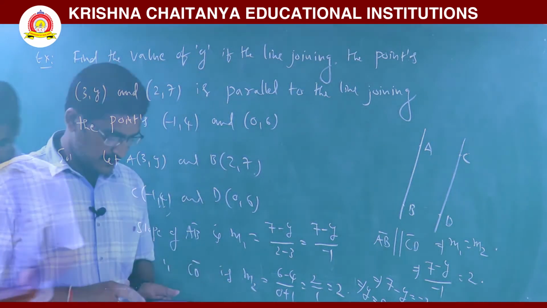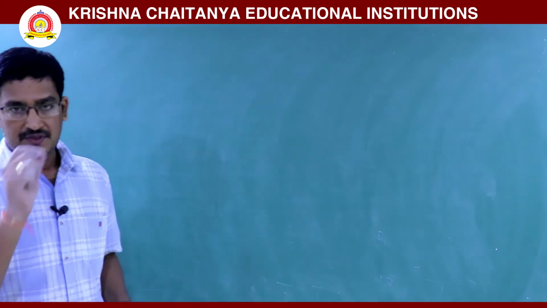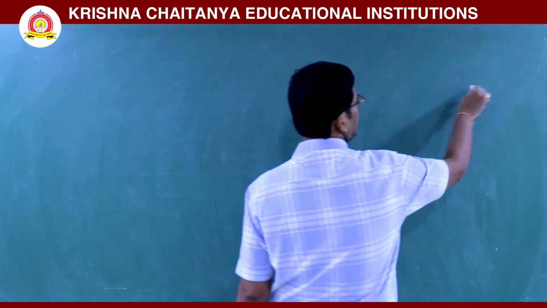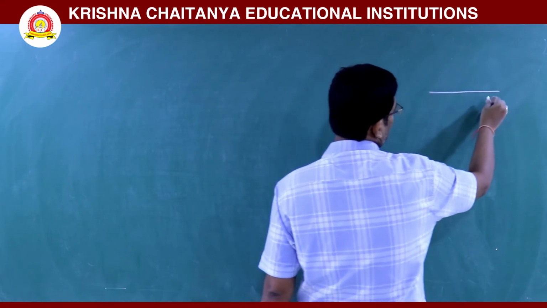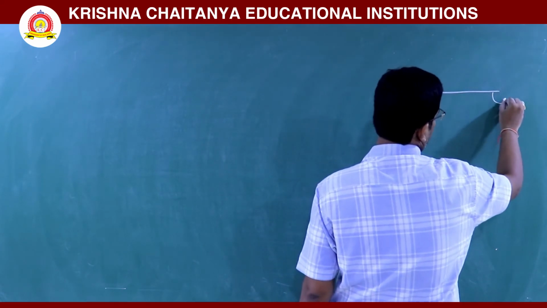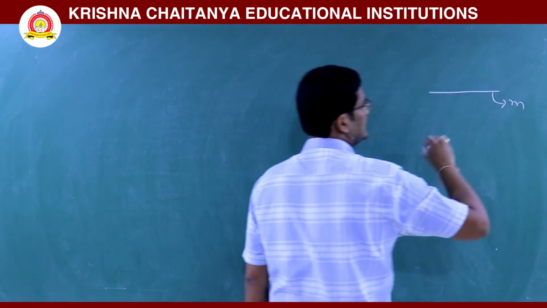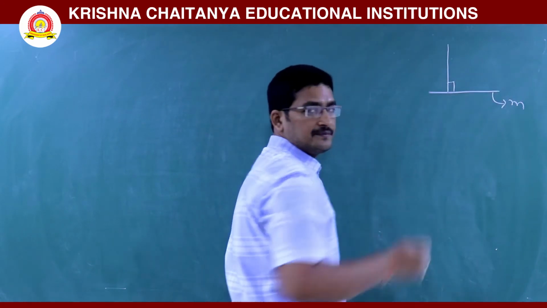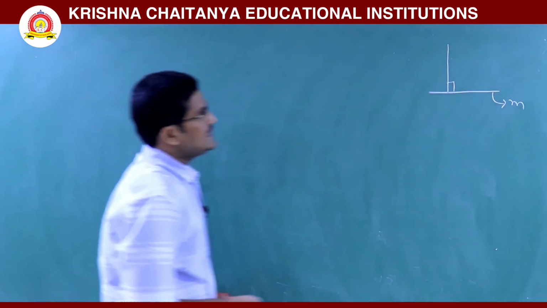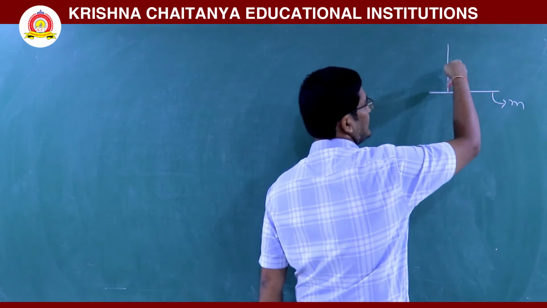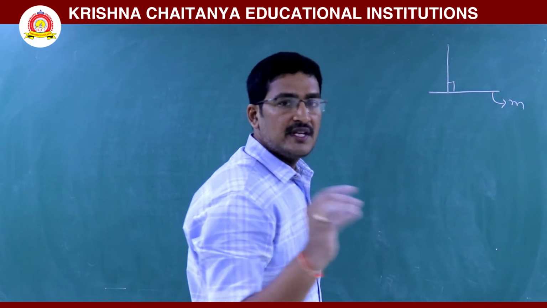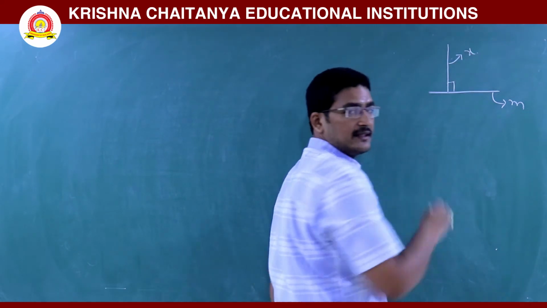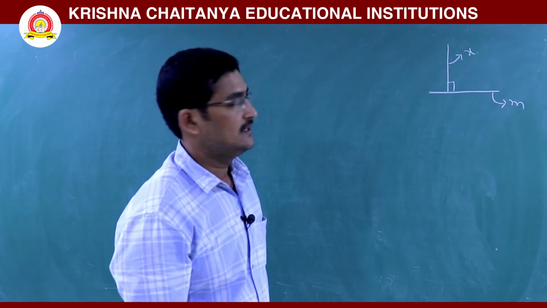Okay. Before going to the next problem, you have to notice one point here. Suppose this is the line having slope m. This is the line perpendicular to this one. What is the slope of this line? Suppose the slope of this line is x, I am taking. Let the slope of the perpendicular line be x.